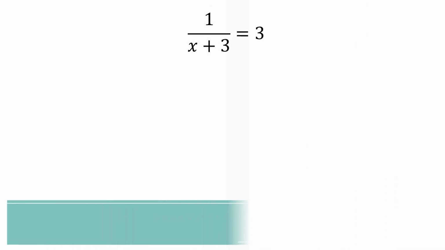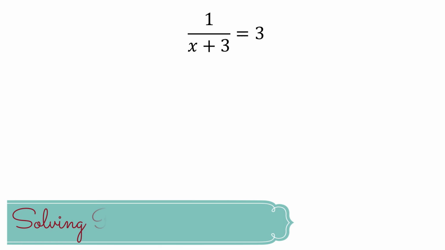For example, we have 1 over x plus 3 equals 3. This is a rational equation since it involves a fraction and both numerator and denominator are polynomials. To solve this, or to find the value of the variable, the goal is to eliminate the denominator. To do so, multiply both sides of the equation by the LCD, or least common denominator. Remember, in getting the LCD, we consider the prime factors.